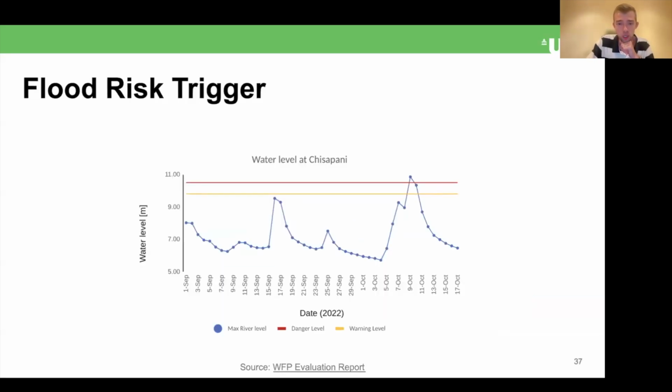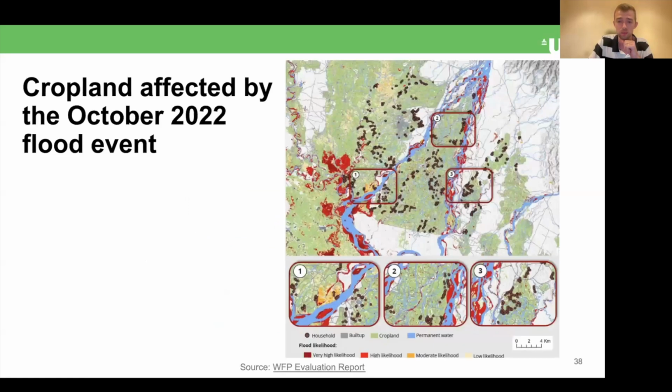This is a quick graph of how the flood levels or the river levels look. So as you can see here in September, they almost reached the warning level, but not really anything happened yet. But then in October, the danger and the warning levels were exceeded and the action was taken. You can see that here in the map, so you can see all these brown little dots are the households, and then the land that was flooded are the red areas.